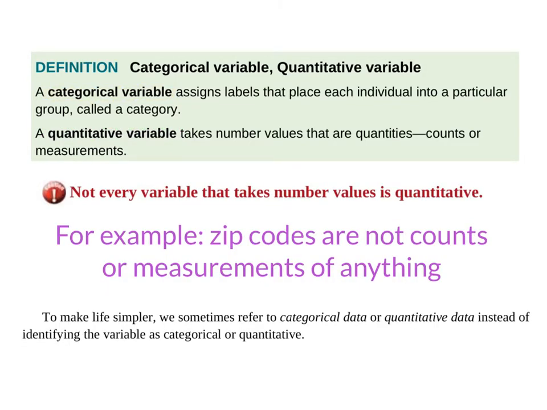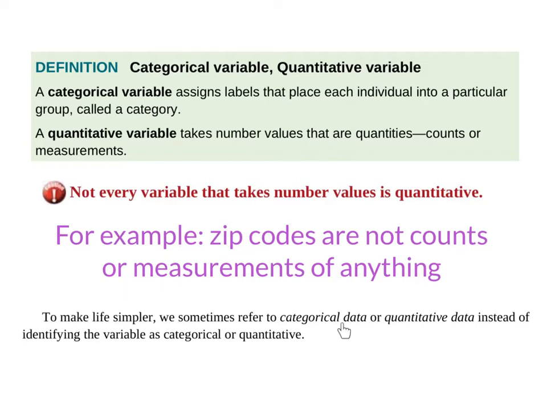And just expounding on that point a little bit more, not every variable that takes number values is quantitative. Because they have some numbers, that doesn't automatically mean that it's a counted thing. So for example, zip codes. Zip codes are numbers, but they don't actually count or measure anything. They're just a number assigned to a place. So that would be categorical instead of quantitative.